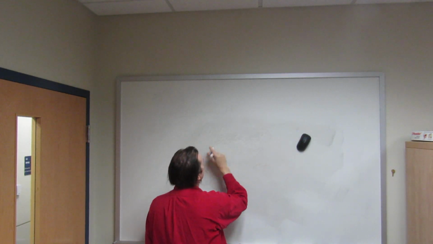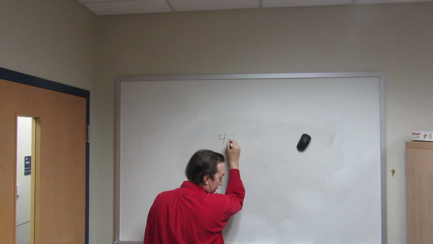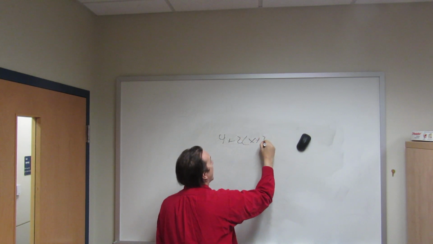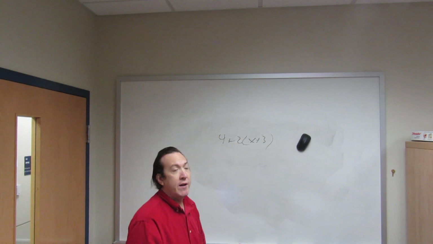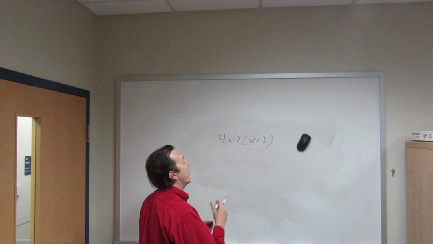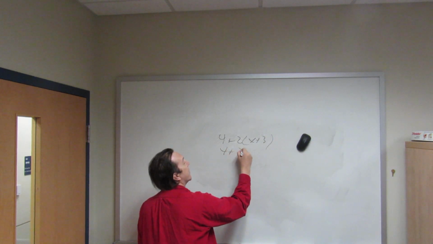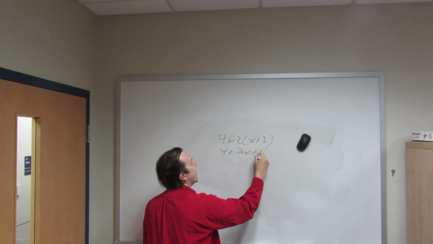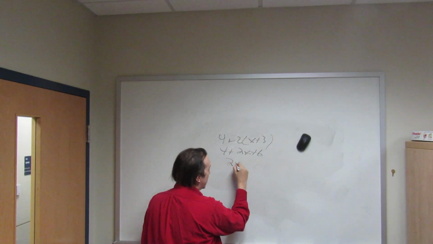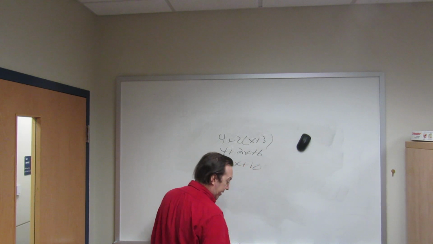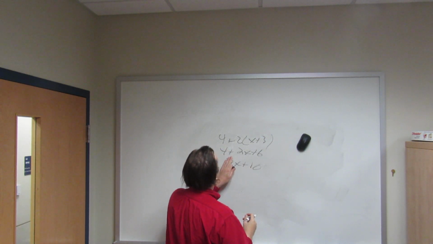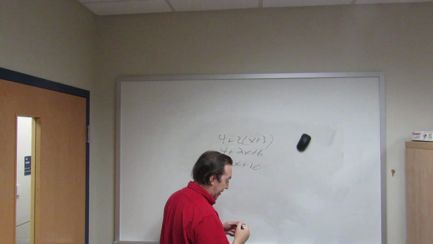Let's say we have 4 plus 2 times x plus 3. The important thing here is that you don't do this addition first, you distribute the 2 first. So 4 plus 2x plus 6. Now we combine like terms, we're going to get 2x plus 10. Yeah, 2x plus 10.